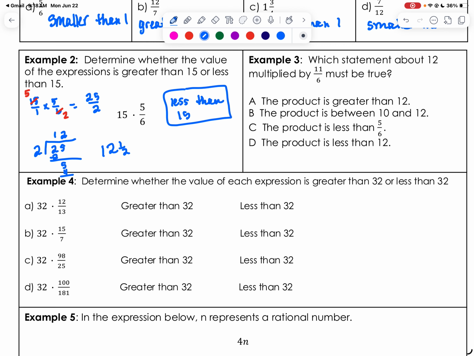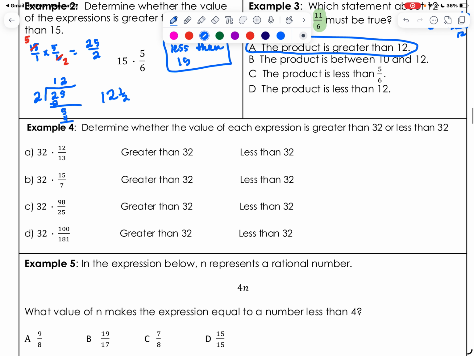All right, example 3. Which statement about 12 multiplied by 11/6 must be true? Now we're taking 12 and we're multiplying by this fraction. 11 over 6 has a value that's greater than 1. So 12 times 11 over 6 must be greater than 12. So look at our answer choices. A, the product is greater than 12. B, the product is between 10 and 12. C, the product is less than 5/6. D, the product is less than 12. Well, the only one that said what we needed it to was answer A. The product is greater than 12.